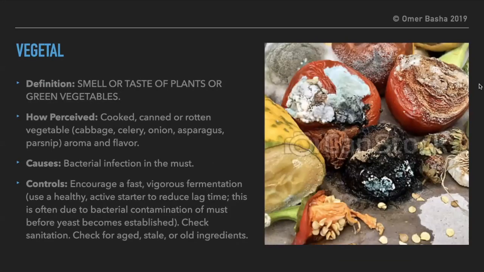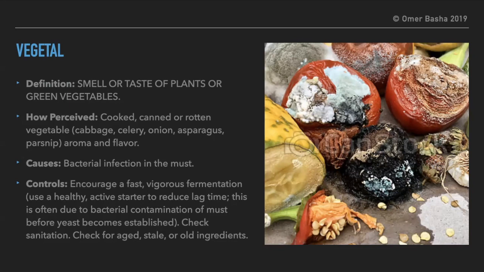And the next off flavor we'll discuss is the vegetal off flavor. So now we're talking about the smell or taste of plants or green vegetables. It's perceived as cooked, canned, or rotten vegetables like cabbage, celery, onion, asparagus, or parsnips, aroma and flavors. The causes are bacterial infection in the must, and to control, encourage a fast, vigorous fermentation, use a healthy, active starter to reduce the lag time.